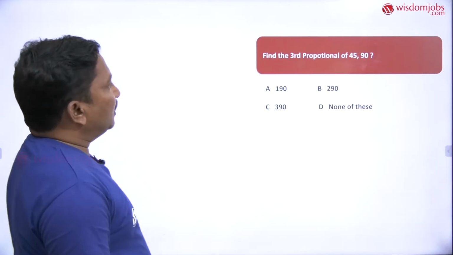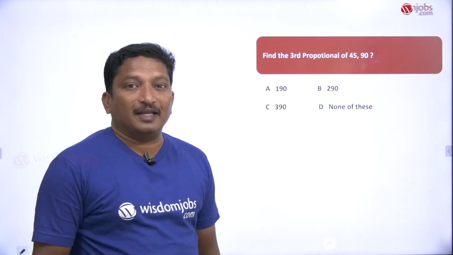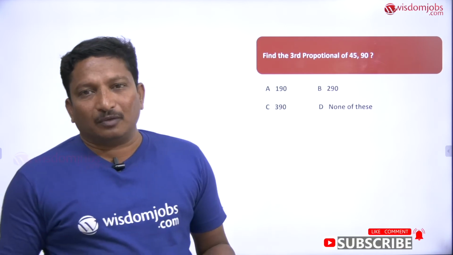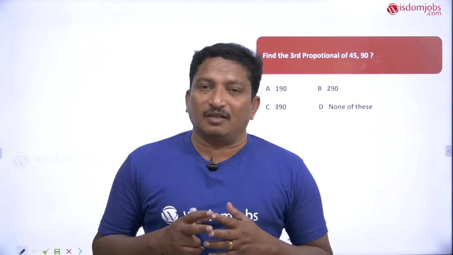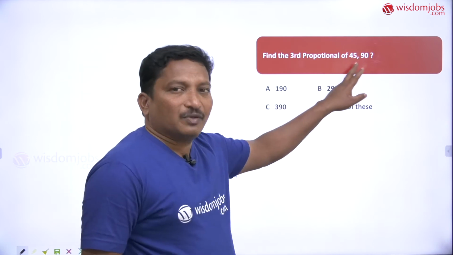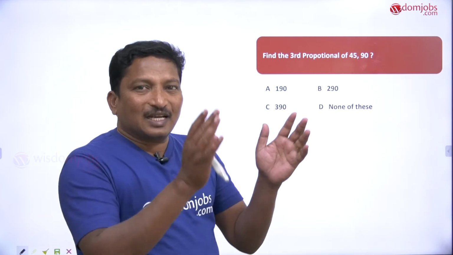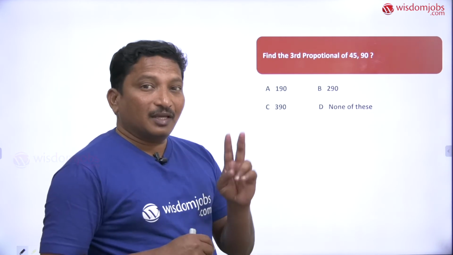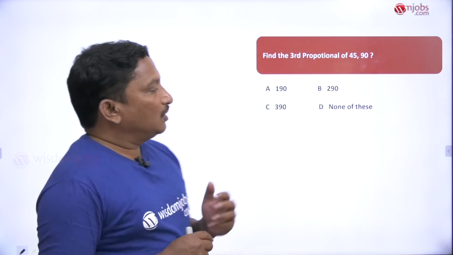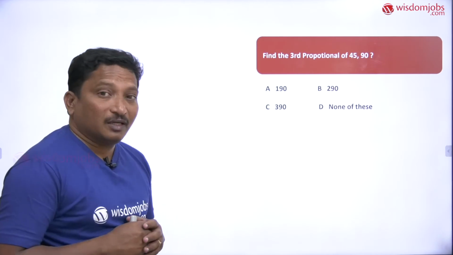Find the third proportion of 45 and 90. We know very well the formula for the third proportion. For any A and B, the formula is B square by A. Let us assume B is the second number and A is the first number. The third proportion of any two given numbers is the second number squared divided by the first number. Here the values given are 45 and 90.